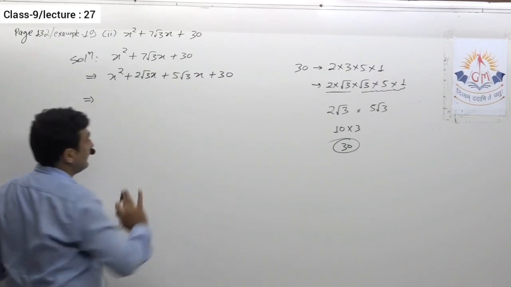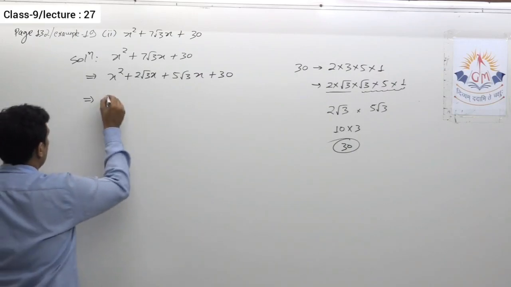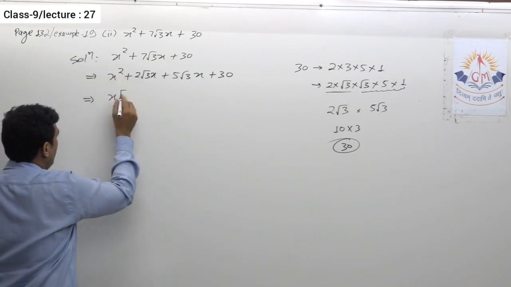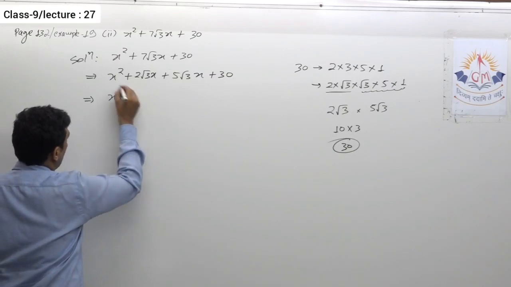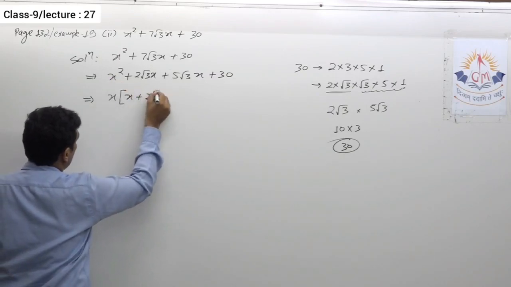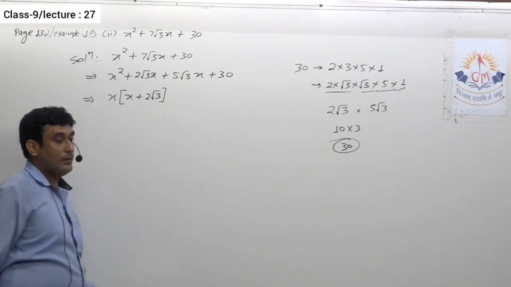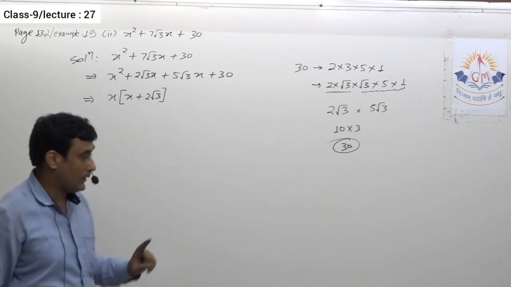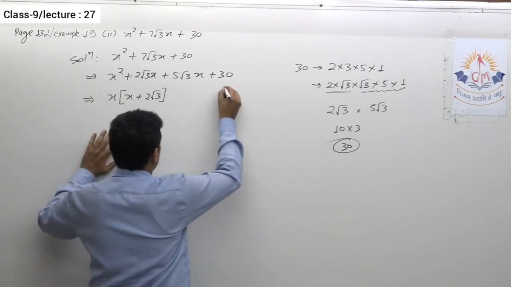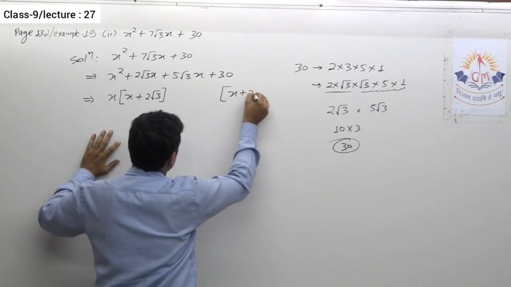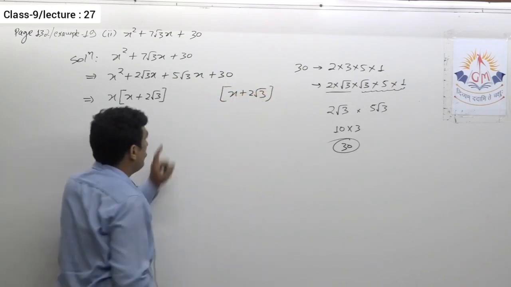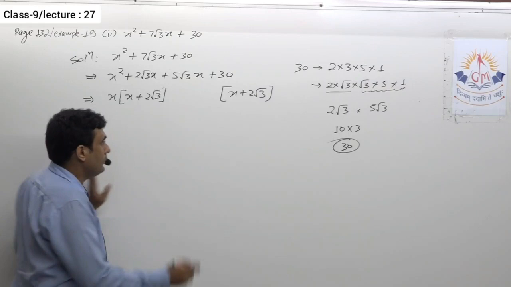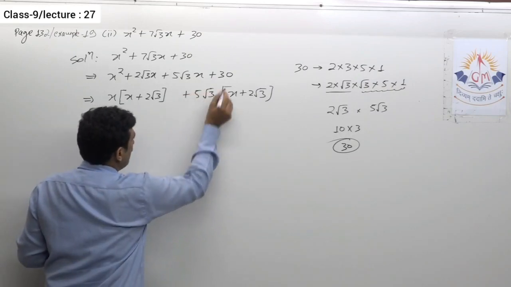Now the next thing: what to take common. Let us take x common, but obviously there isn't any other numeric value, so we can take only x common. So if I take x common, here I will get x plus 2 root 3. Again and again I am telling you, if you are getting confused about taking common from the next two, do write whatever you got in the first bracket first. So x plus 2 root 3. Now I have to think, what should I multiply with x to get 5 root 3x? Simple, 5 root 3, isn't it? When I multiply this, I will get this.